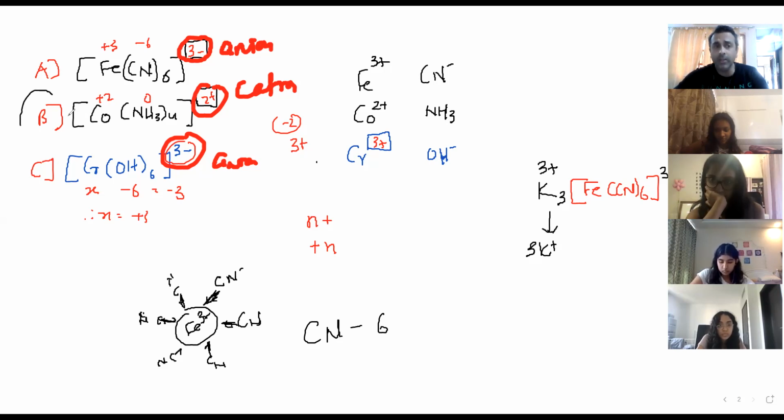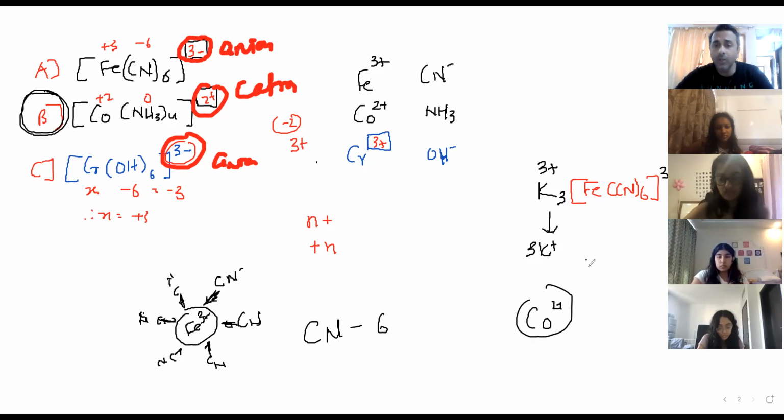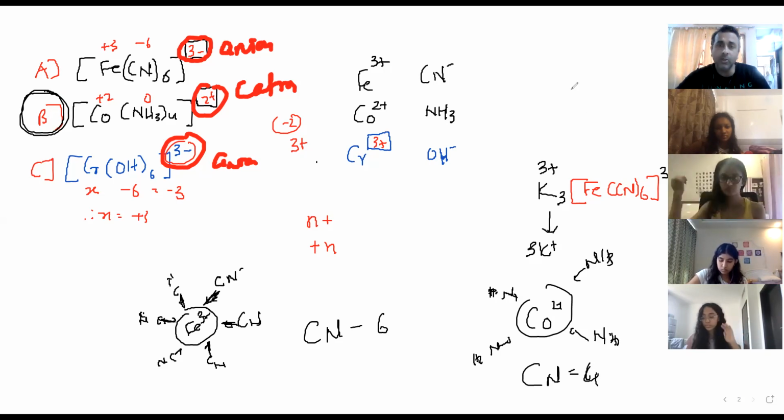Similarly, what should be the coordination number here in case of B? 4. 4, because there is a cobalt ion and there are 4 ammonia molecules, and each ammonia molecule will only form one coordinate bond. So here the coordination number is 4. So that's about coordination number.